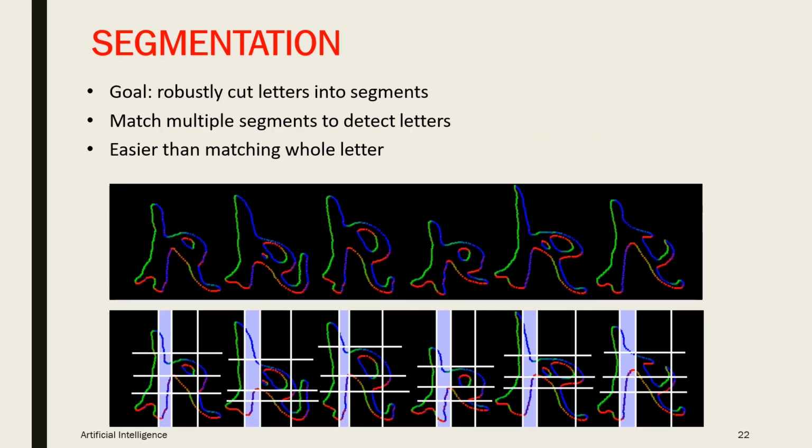Segmentation. The main goal is to robustly cut letters into segments, match multiple segments to detect letters, easier than matching all letters. You can observe the image how letter is segmented.